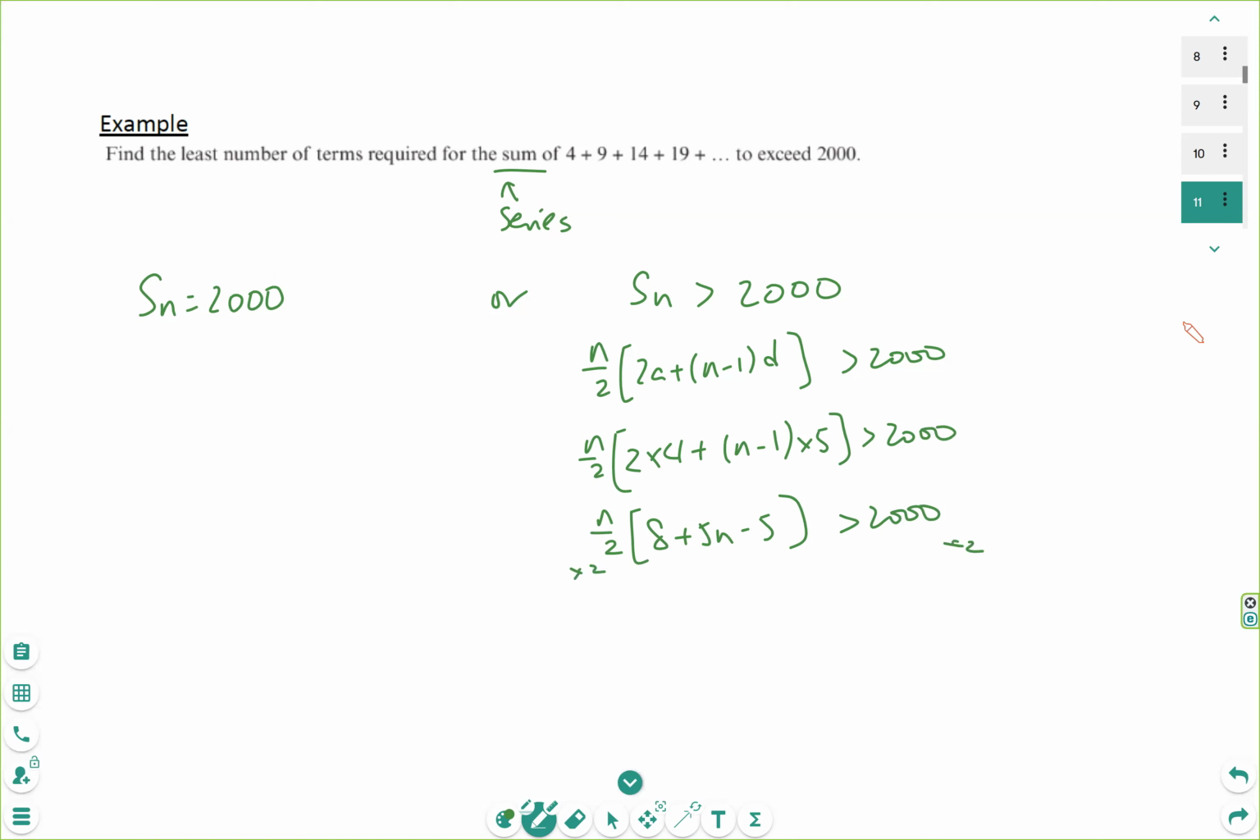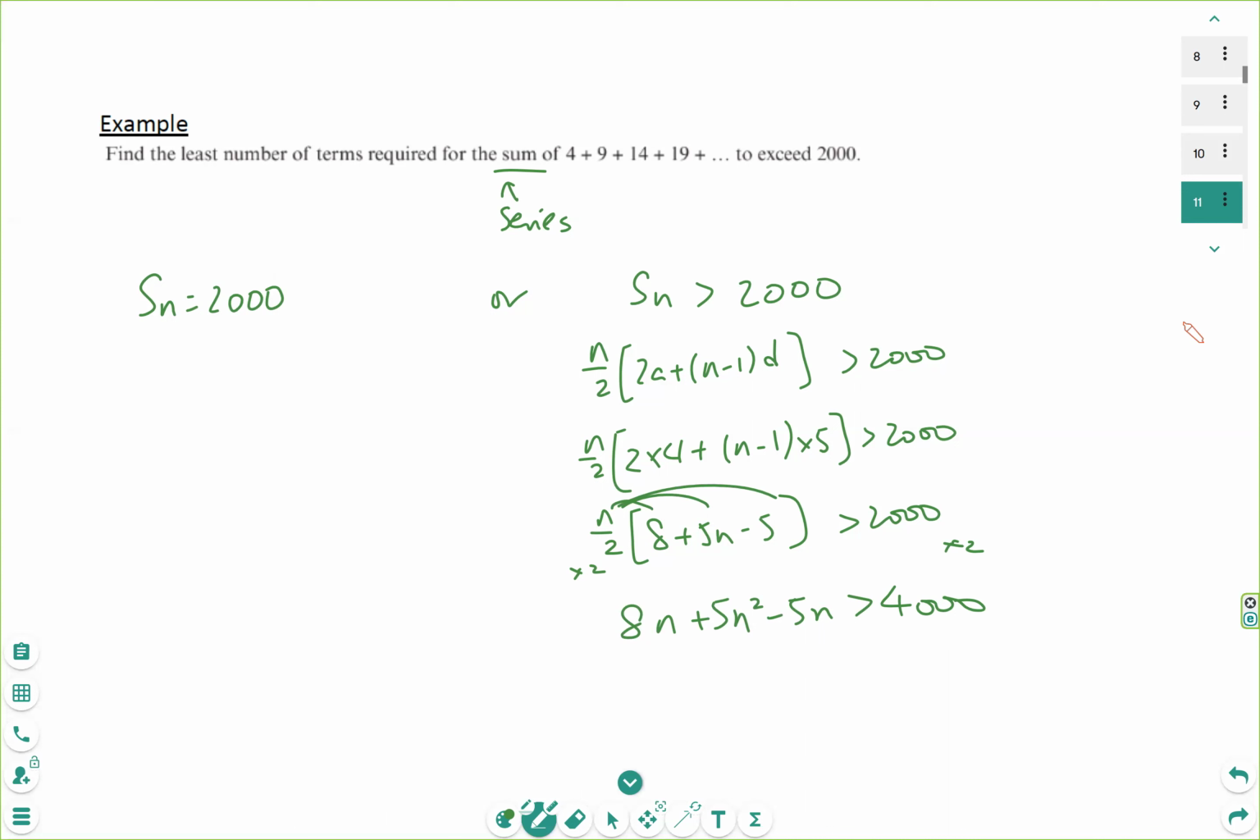Because if I times 2 on both sides, that will help me get rid of this over 2 on that side. It becomes 4000. And I'll expand n into it as well. So 8n plus 5n squared minus 5n greater than 4000. So what I've done is I've multiplied by 2 on both sides. Also, I've expanded the bracket. 8n minus 5n is 3n.